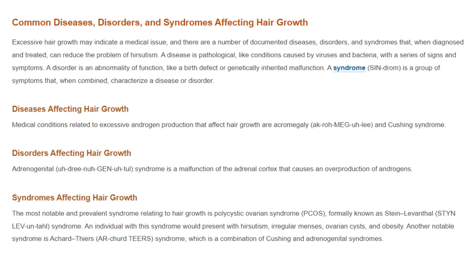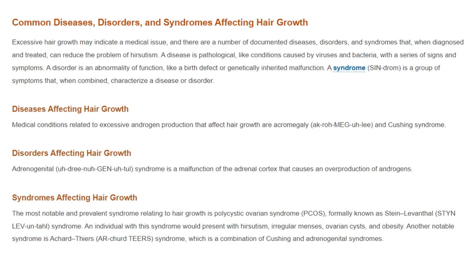A disease is pathological, like conditions caused by viruses and bacteria, with a series of signs and symptoms. A disorder is an abnormality of function, like a birth defect or genetically inherited malfunction. A syndrome is a group of symptoms that, when combined, characterize a disease or disorder.